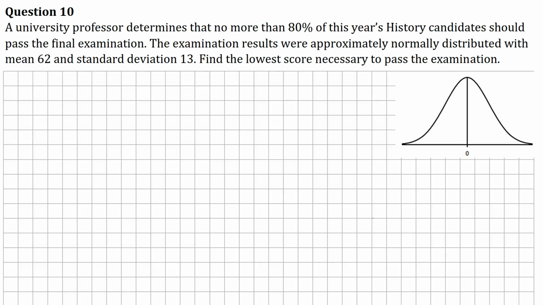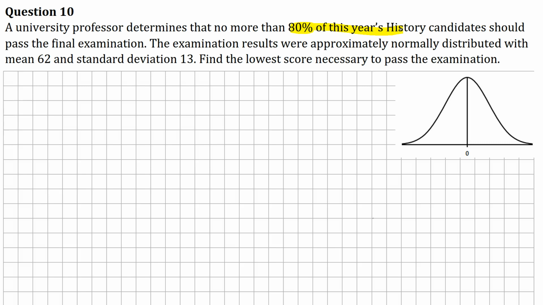Okay, so we're going to be changing things around a little bit now, because this time we're told that the university professor determines that no more than 80% of this year's history candidates should pass the final examination, and he tells us that they're normally distributed, and he gives us the mean and standard deviation. So find the lowest score necessary to pass the examination.